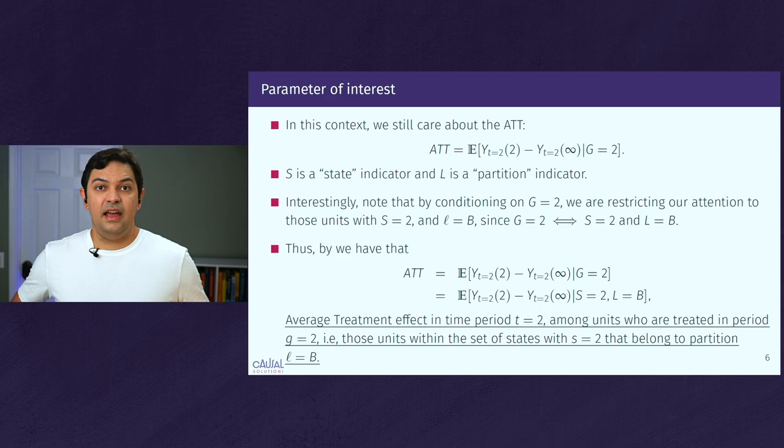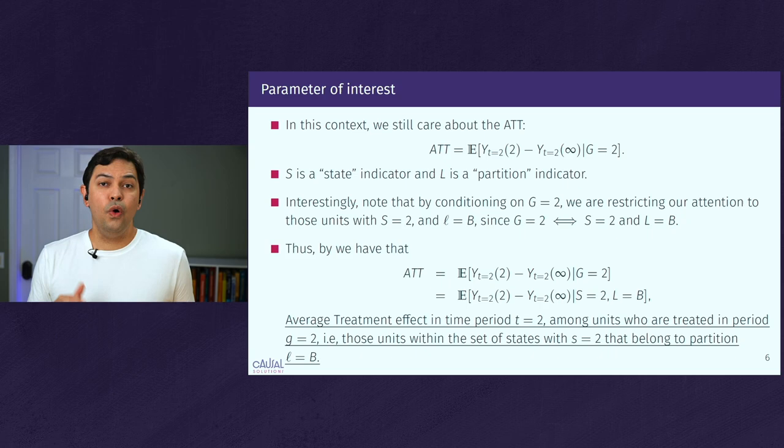of interest. We still care about the average treatment effect among the treated, which is written as the population expectation at time period 2, at time period post, from switching treatment date from never being treated to being treated in period 2, among units who are actually exposed to treatment, among units who have G equals 2. But why G equals 2 here? Because G equals 2 are the subset of units who are actually exposed to treatment.